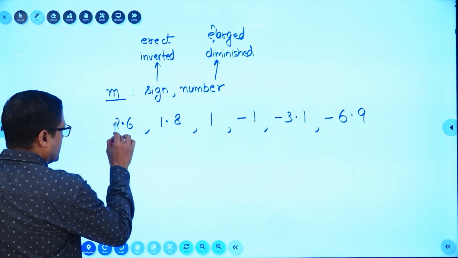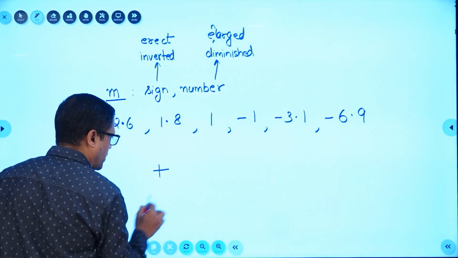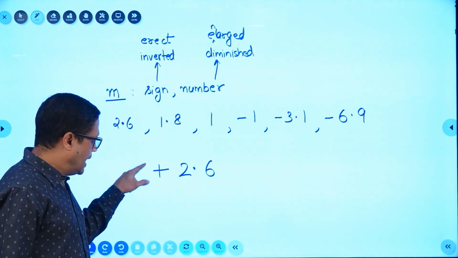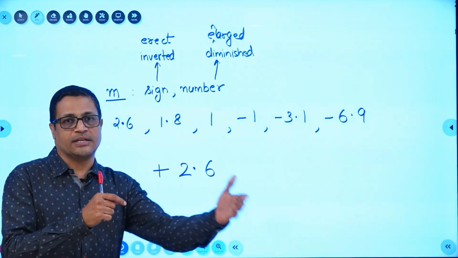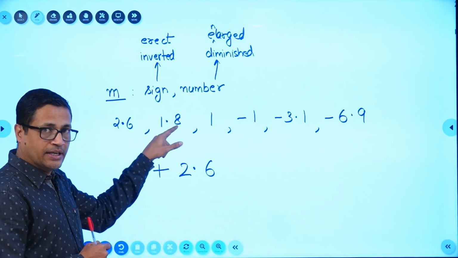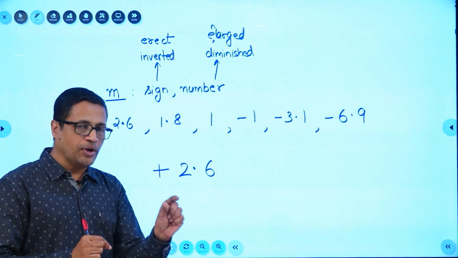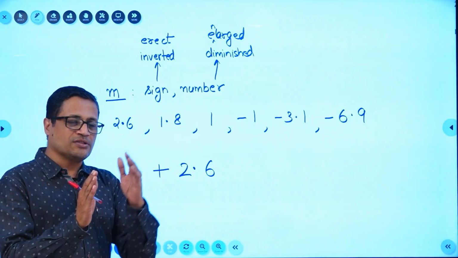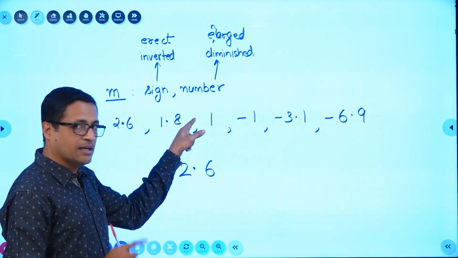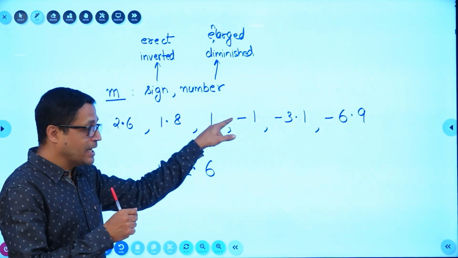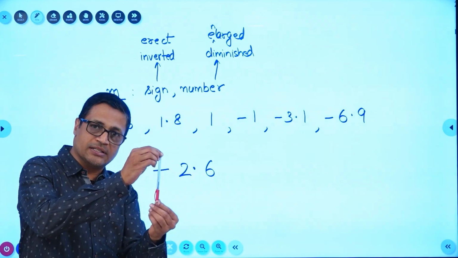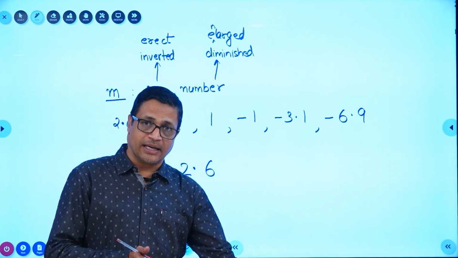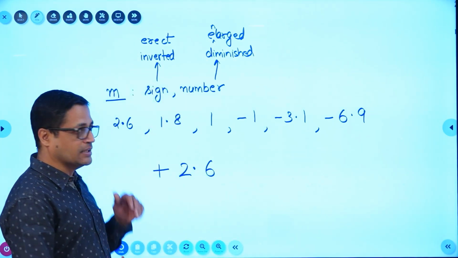Now when you look at it, this 2.6 should be looked at as plus 2.6. It means the image is erect and it is 2.6 times the size of the object. Plus 1.8: erect image, 1.8 times the size of the object. Plus 1: the object is of the same size as the image, but plus here means upright or erect. Minus 1: same size as the image, but it is inverted. Now imagine minus 3.1: inverted image, 3.1 times the size of the object. So this itself is greater than this.